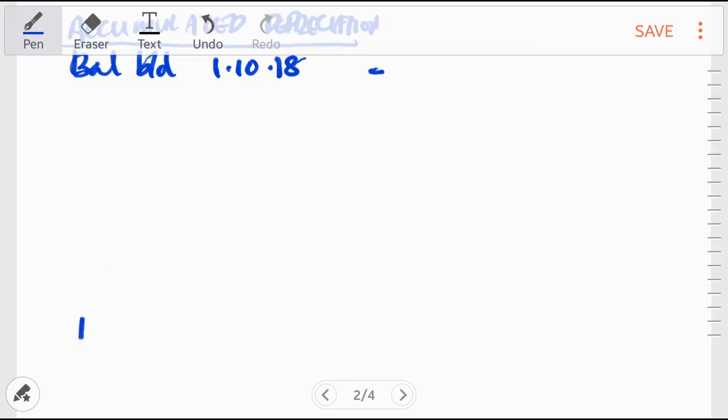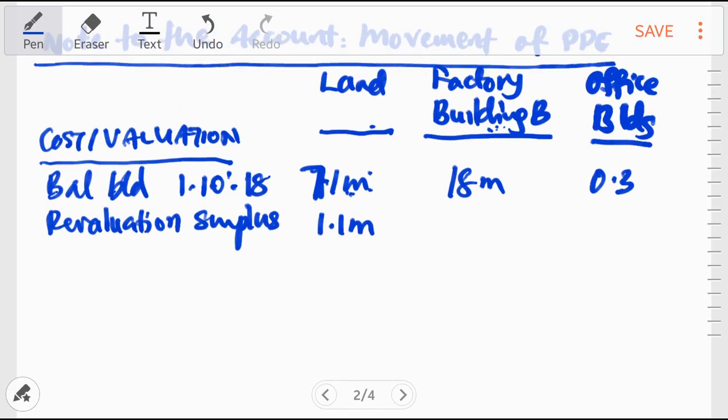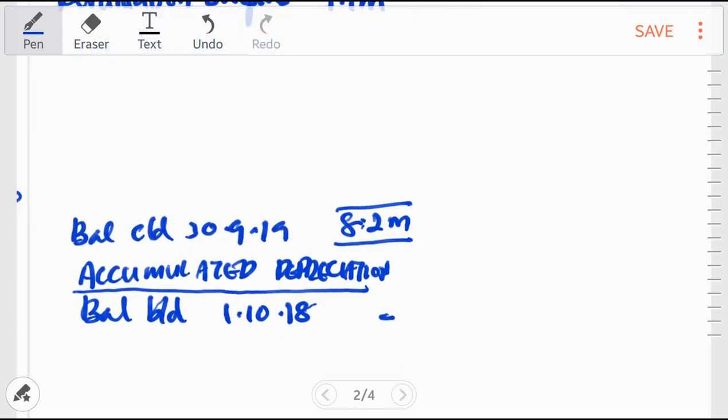And therefore, the balance carried down on 30th of September 18 was also no balance there, and your carrying amount for building would be the figure here, which is 8.2 million, and this is the one balance carried down 30th of September 19.